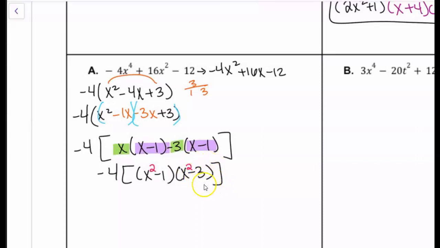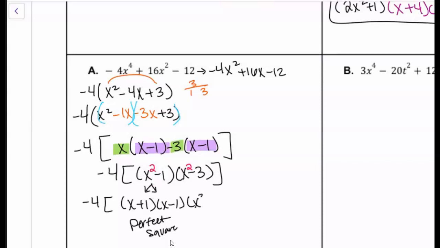Now, 3 is not a perfect square. There's no number that multiplies by itself to get 3. But remember, 1 is a perfect square because 1 times 1 is 1. So you're going to have -4, x plus 1, x minus 1. So this became this because it's a perfect square. And then you'll keep your x squared minus 3. Looks very, very complicated. That's about as hard as these type of problems will get for today.